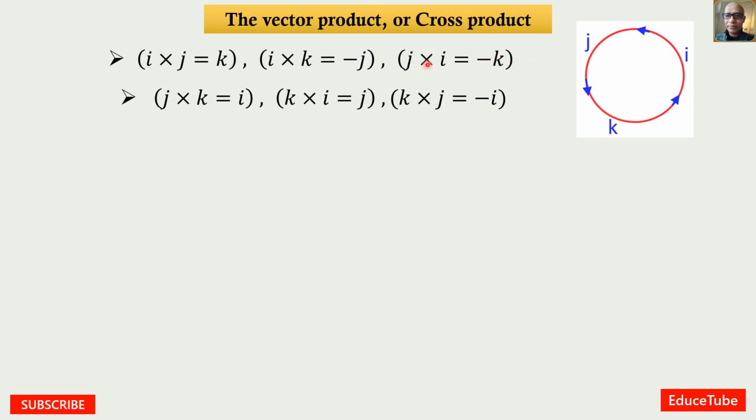See here, j cross i, you are moving in this direction. Then k cross j, you are also moving in the reverse direction. That's why it is minus. That's why I put here one circle.